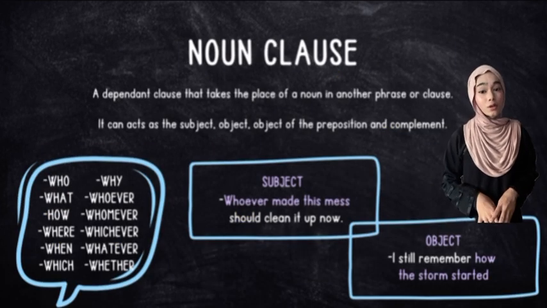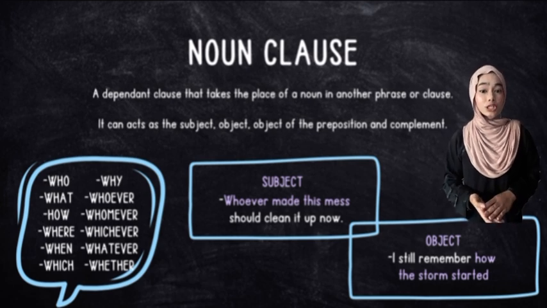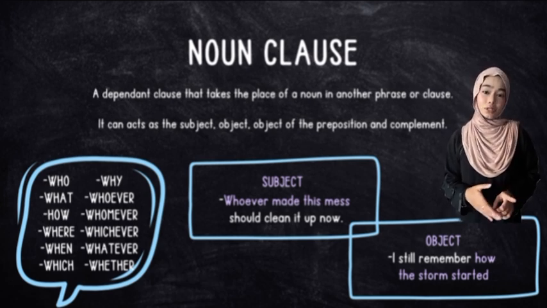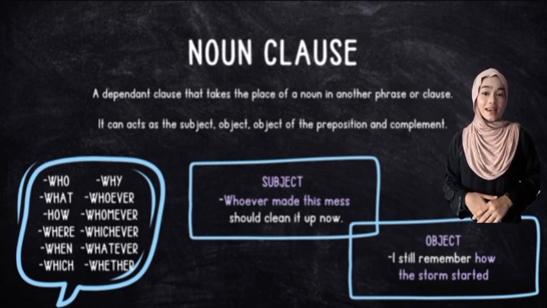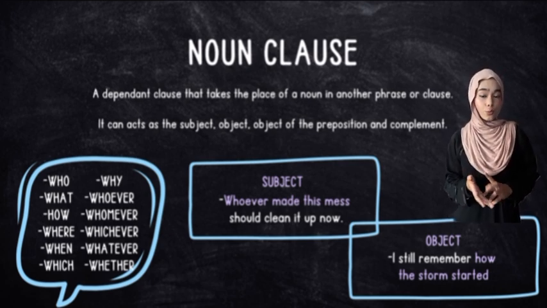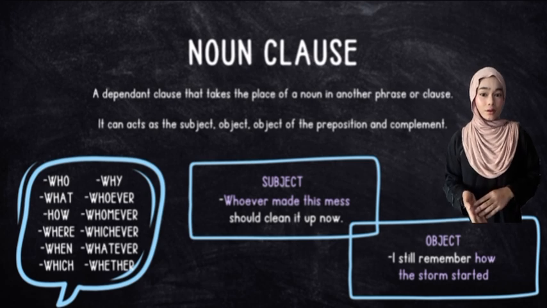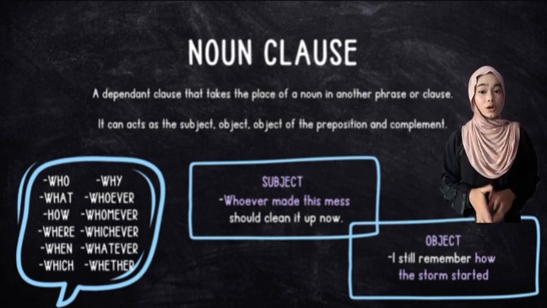Now let's look at noun clauses, which are a special type of dependent clause. A noun clause functions just like a noun. It can be the subject, object of a preposition, or even a complement in a sentence. It often starts with question words or connecting words like who, what, why, how, whether, whoever, whatever, and so on. Let's look at the two examples on the screen.